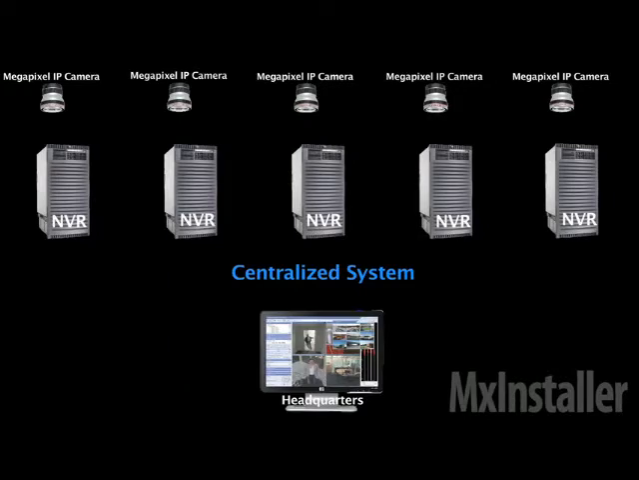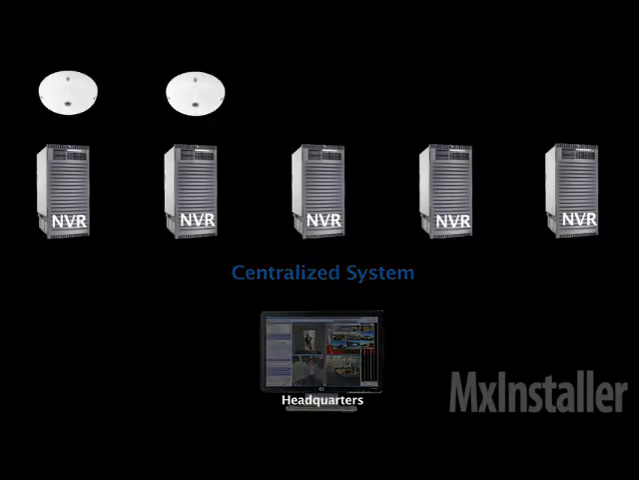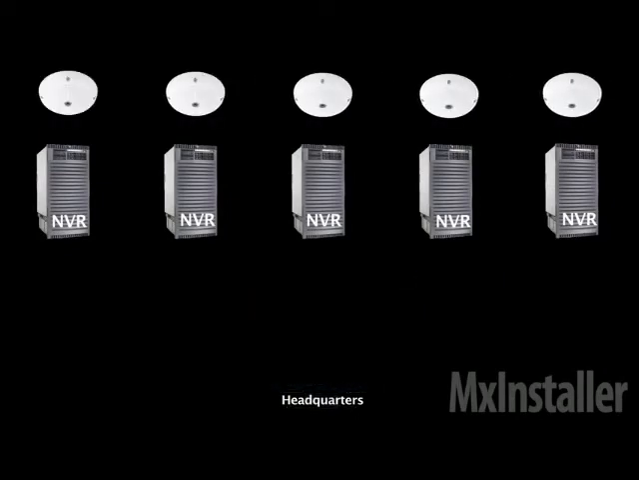So the question is, would the customer save money and get a more efficient system using the MOBOTIX decentralized hemispheric technology? Well, to get an idea, let's take a look at how the decentralized system layout would look in comparison by installing a MOBOTIX Q24 hemispheric IP camera at each store.